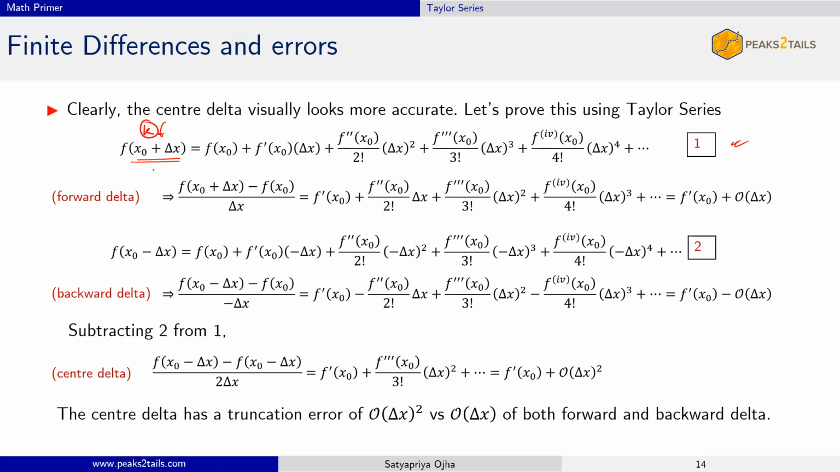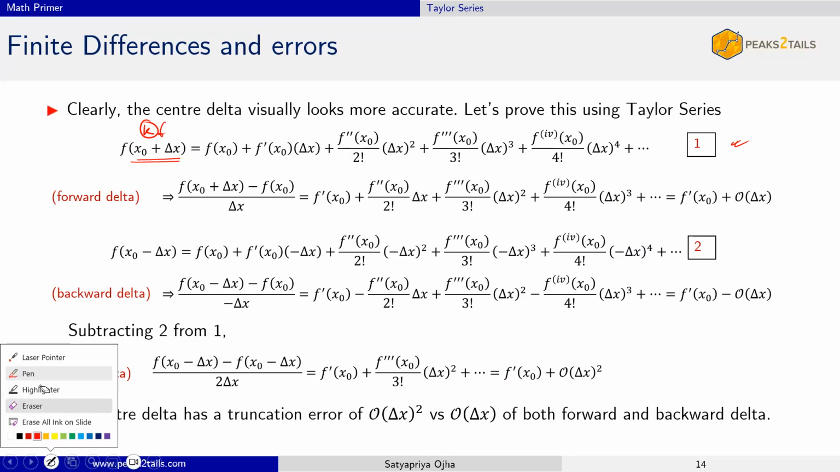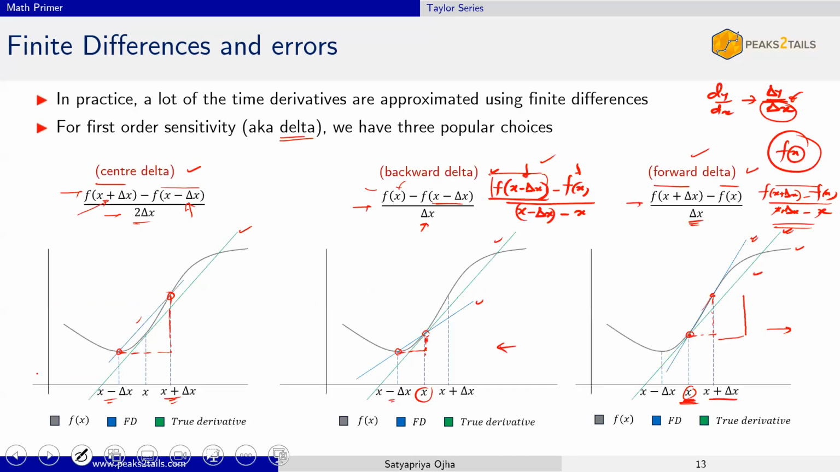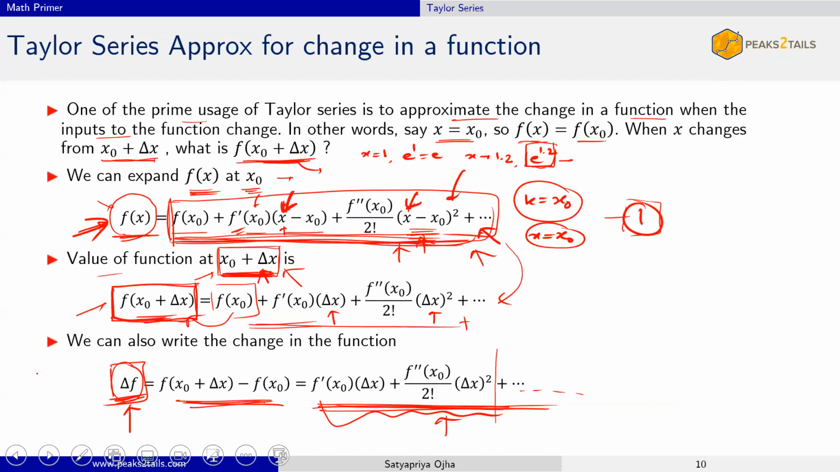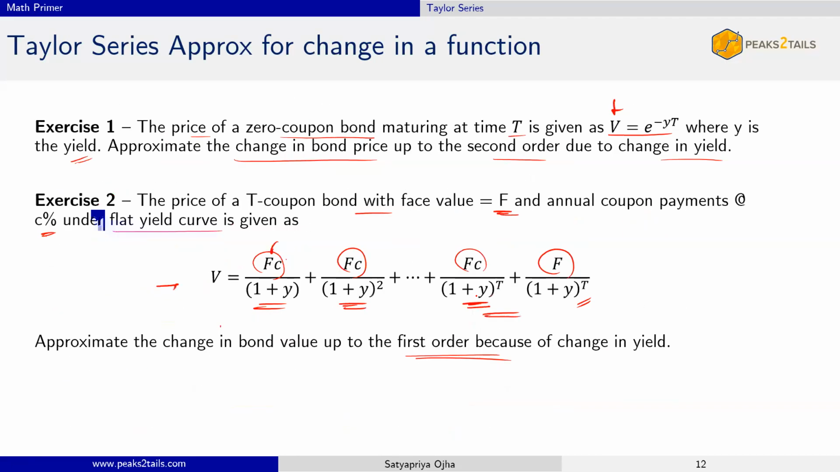Plus delta x, or you know what, let me not confuse this one. Let's go back to the change equation. See this expression we derived? f of x0 plus delta x is f of x0 plus derivative at x0 times delta x, and so on. So I'm using the same expression here.